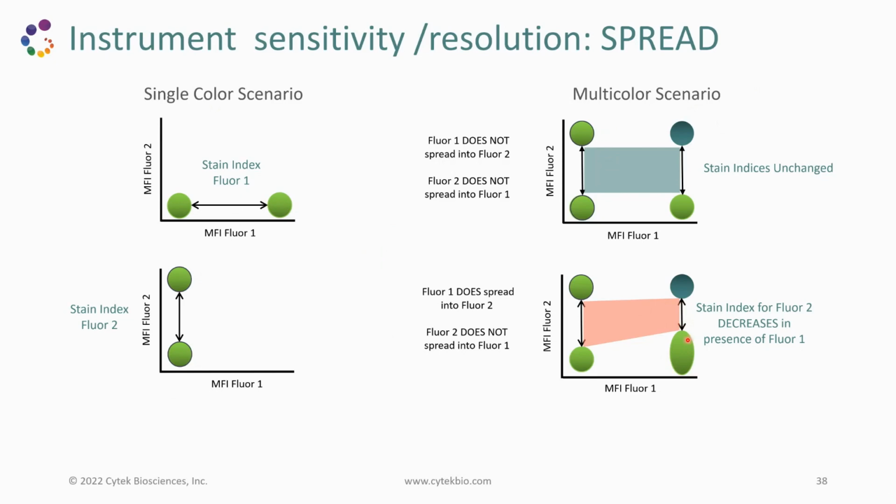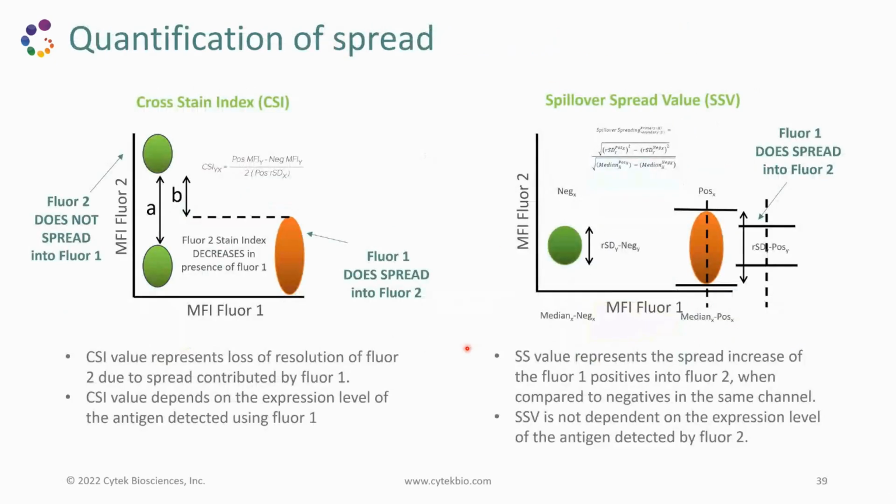So if we're going to talk about instrument performance and standardization, then we need to talk about what happens in the multicolor scenario. There are different ways to measure spread. Cross-stain index and the spillover spread matrix are two. There is a publication for this. This is a metric that we use more at Cytek. Both are part of our training materials.